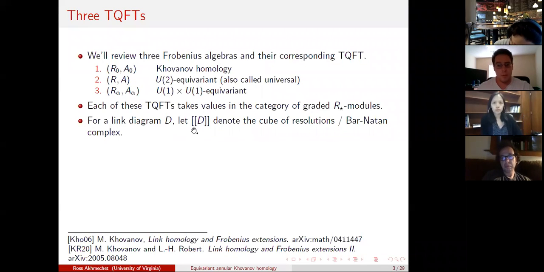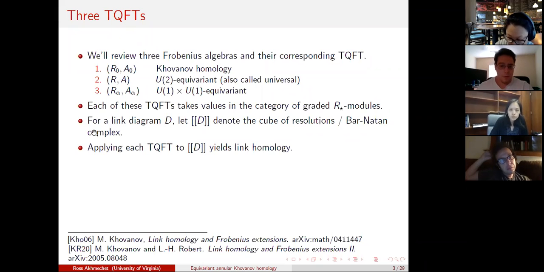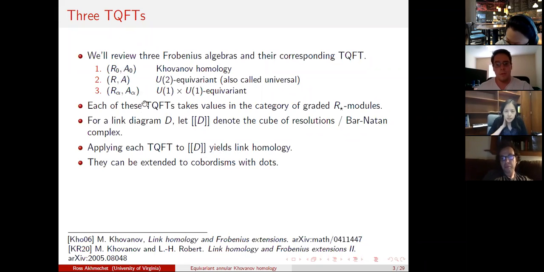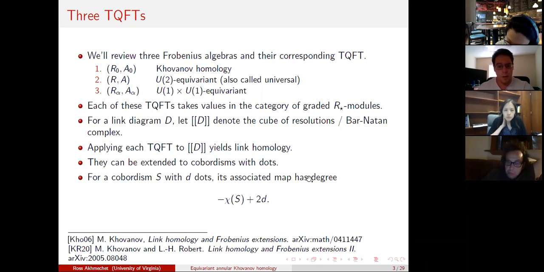I won't spend much time on that. So applying each of these to this chain complex, the formal complex, the cube of resolutions, gives you link homology, something that's invariant under Reidemeister moves. And all of these TQFTs can be extended to cobordisms with dots, and I'll come back to that later. That's going to be a more important point a little bit later, these dots.